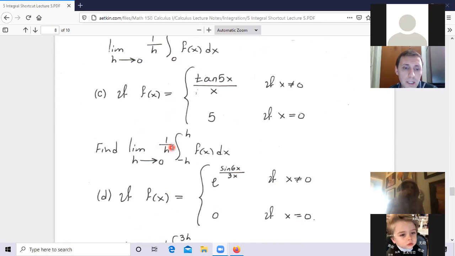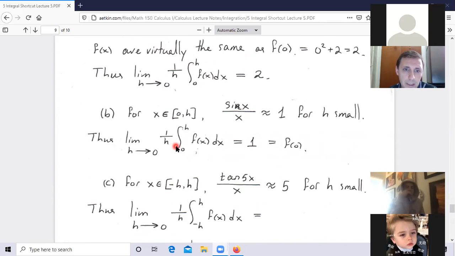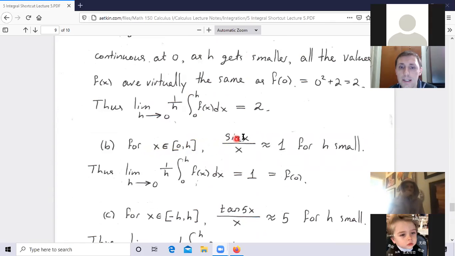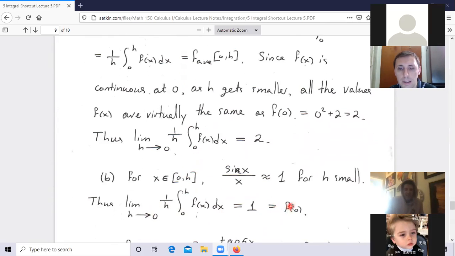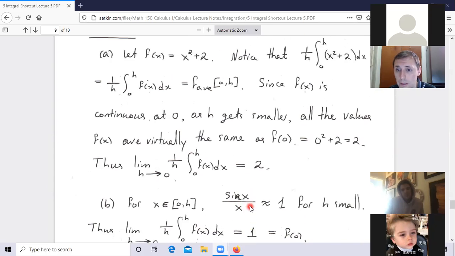So here, let's do B separately. If x is between 0 and h, sine x over x, if h is very small, is very similar to 1. Do you agree? So the values that we're averaging are essentially lots of numbers that are indistinguishable from 1. If h is very small, then I can achieve, let's say, up to 10 decimal points where it's 1. You understand? So the average is looking more and more like 1. So the limit will be the same as f of 0, the value of the function at 0, which is equal to 1.